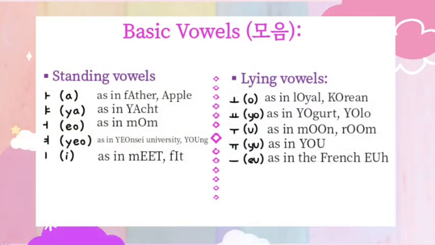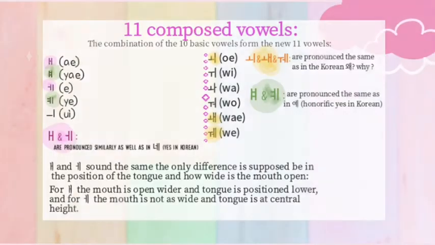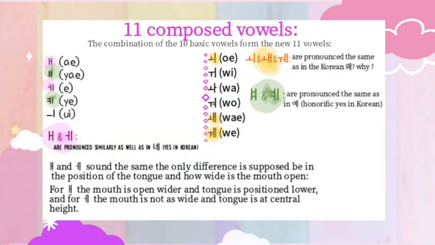For the basic vowels 모음, we have standing vowels and lying vowels. For the standing vowels, we have 아, 야, 어, 여, 이. And for lying vowels, we do have 오, 요, 우, 유, and 으. Besides the basic vowels, we have 11 composed vowels: 애, 얘, 에, 예, 와, 워, 웨, and more.